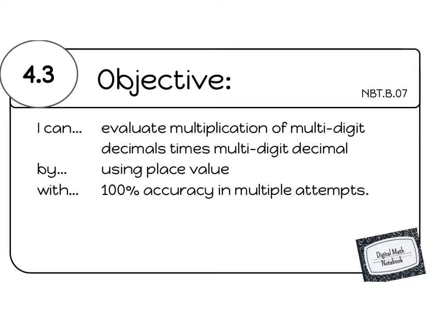Today's objective is: I can evaluate multiplication of multi-digit decimals times multi-digit decimals by using place value with 100% accuracy in multiple attempts. Please pause now to write the I can and by statement in your digital math notebook.